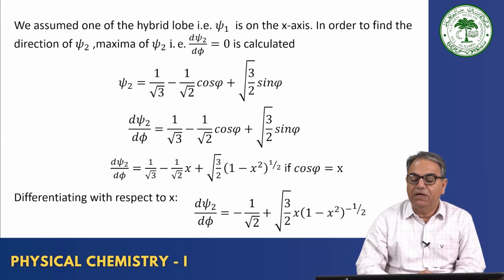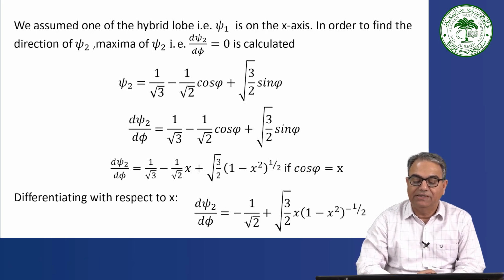Now we have assumed one of the orbitals on the x axis. So what you have to find out? In order to find the direction of the psi 2, you will find out the maxima of the psi 2, that is, where it's the maximum.